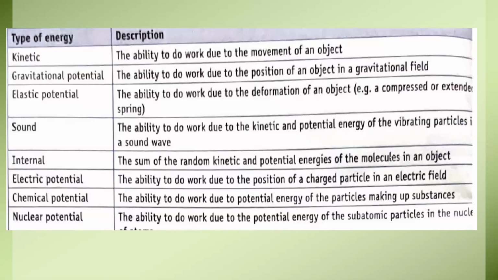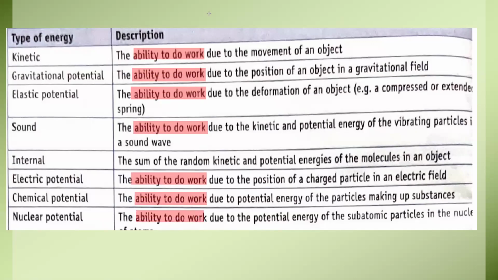So how do we define the term energy? Energy refers to the ability to do work. And you will find a very common term in all the definitions of different forms of energy: ability to do work. Because how we define the term energy: energy refers to the ability to do work.